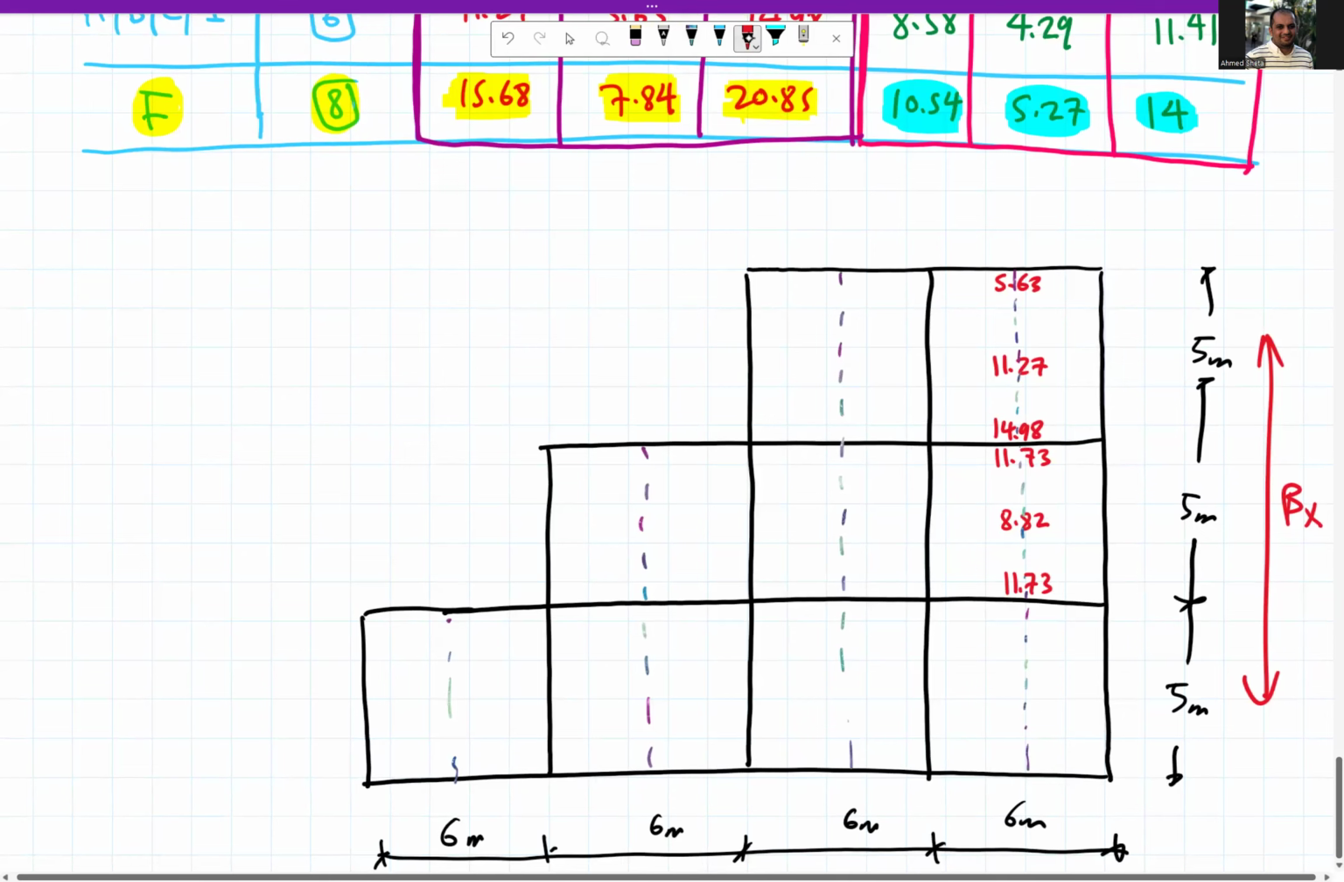Then we have here 14.98, sorry, 11.27 and 5.63. 5.63 the negative moment on the edge, 11.27, 14.98, 7.84, 10.43.